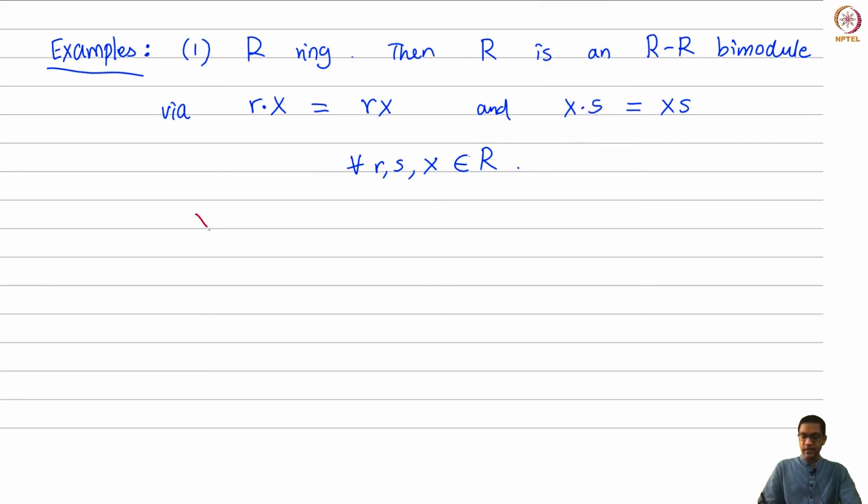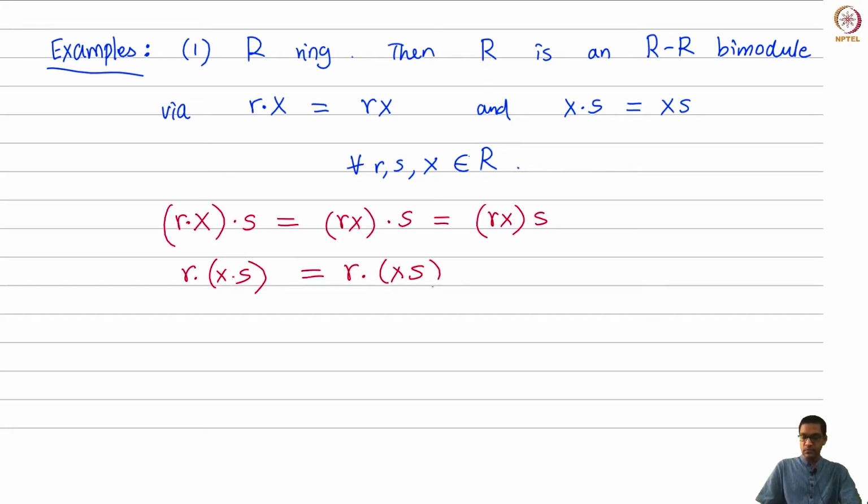So let's check that. I take x, I first act by r on the left and then s on the right. Well, what does that give me? It's rx multiplied by s, that is, rx acted on by s is just rx times s. Whereas the other order, by the same token, is r multiplying xs. Observe these two are both equal by associativity of the multiplication in the ring.